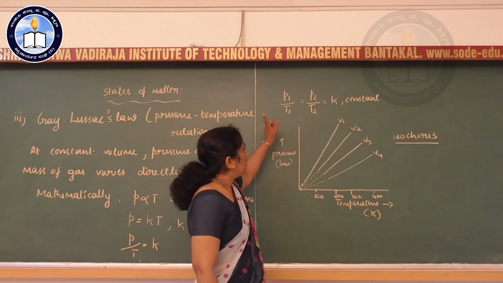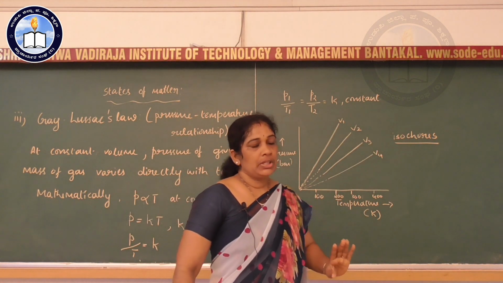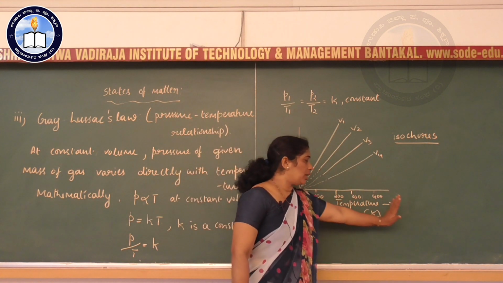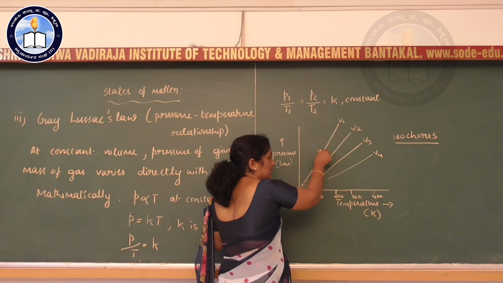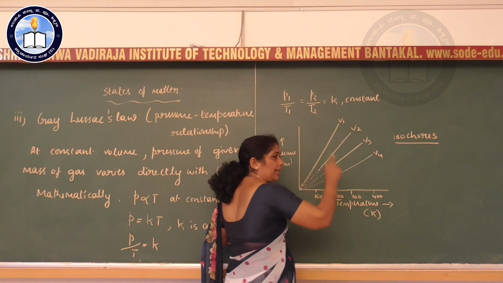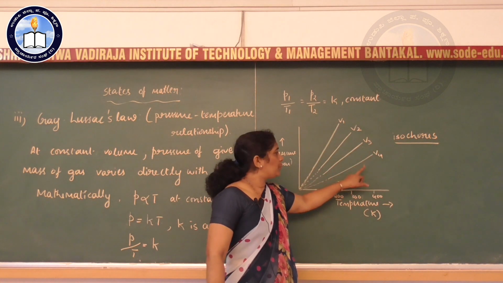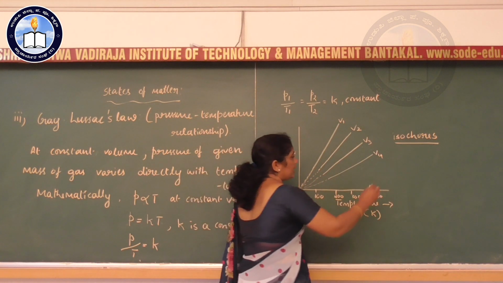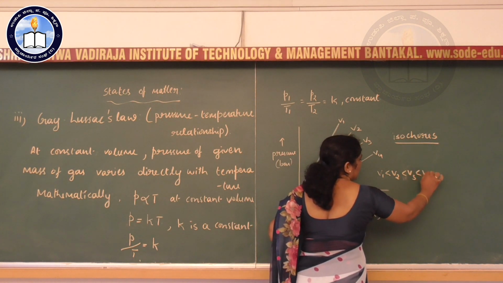As I said, according to Gay-Lussac's law, pressure is proportional to temperature at constant volume. So according to that we have plotted pressure along the y-axis, temperature along the x-axis in terms of Kelvin. We get a straight line. The first line is at constant volume V1 passing through origin. Second line corresponds to constant volume V2 passing through origin. Third line is at constant volume V3. Fourth line corresponds to constant volume V4. Here volume V1 is less than V2, less than V3, less than V4.